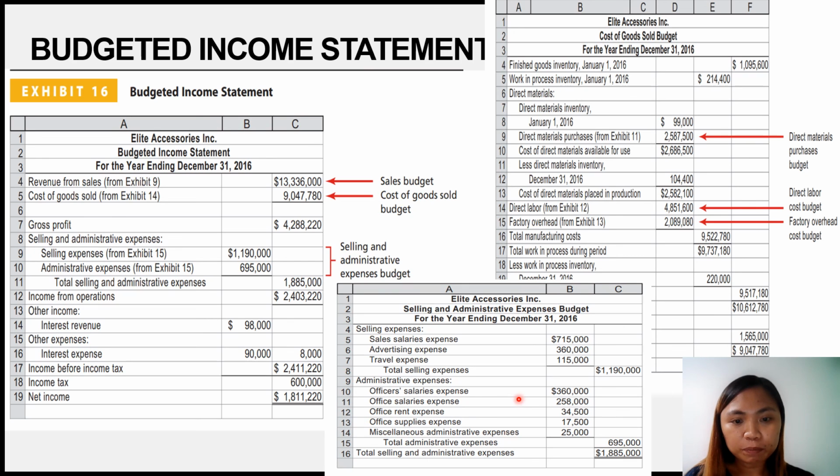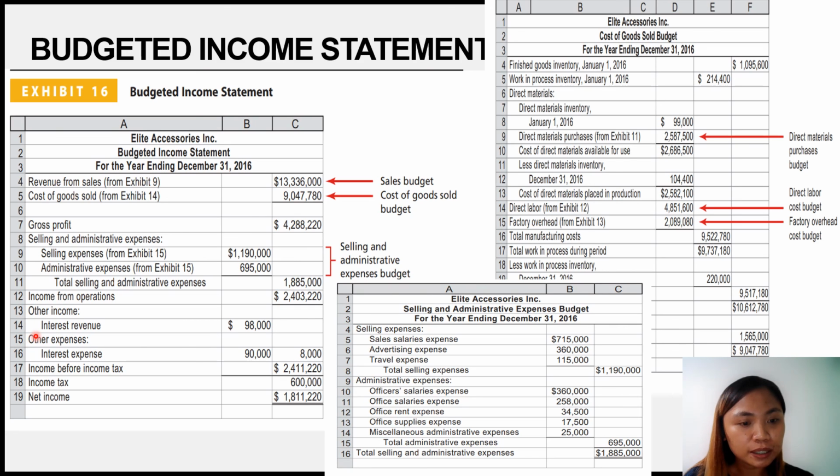So, just like what we have presented earlier, the selling expenses is equal to 1,190,000 and the administrative expenses is equal to 695,000. So the total selling and admin expenses is 1,885,000. So gross profit less the selling and admin expenses would be equal to the income from operations of 2,403,220. Then we would adjust this income from operations for the other income and other expenses.